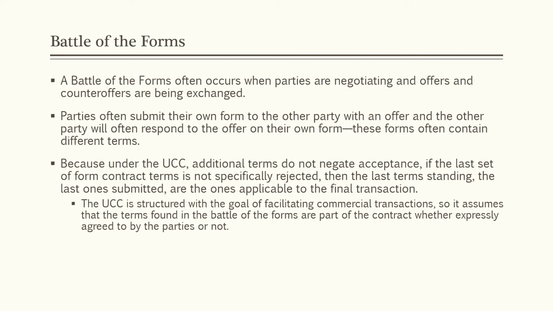Because under the UCC, additional terms do not negate acceptance, if the last set of form contract terms is not specifically rejected, then the last term standing, the last form submitted, is the one applicable to the final transaction. So if a company submits their offer and the other person submits a counteroffer that's then accepted, the other person's form wins. The UCC is structured with the goal of facilitating commercial transactions. So it assumes that the terms found in the battle of the forms are part of the contract, whether expressly agreed to by the parties or not. So you have to be very careful when forms are being exchanged.